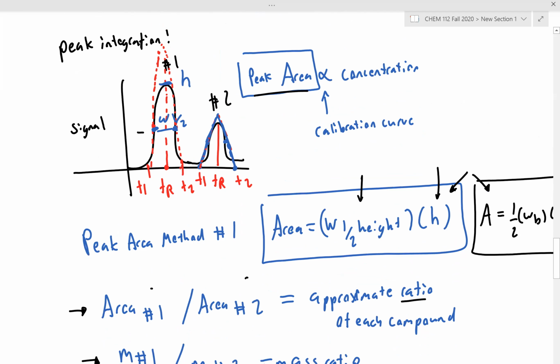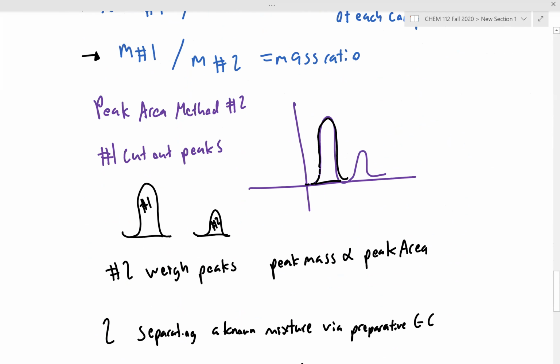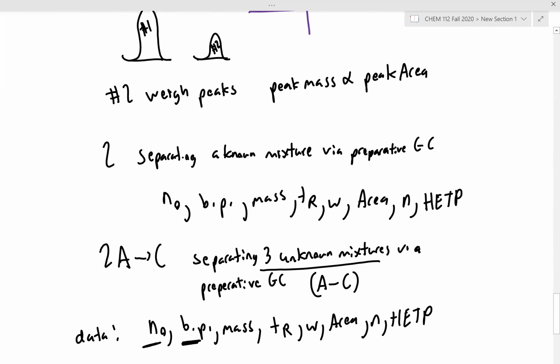Does that make sense to everyone? Does that make sense to everyone so far? Does everyone understand what we're doing in this experiment?